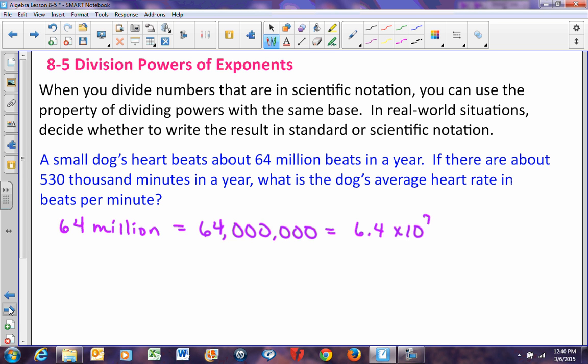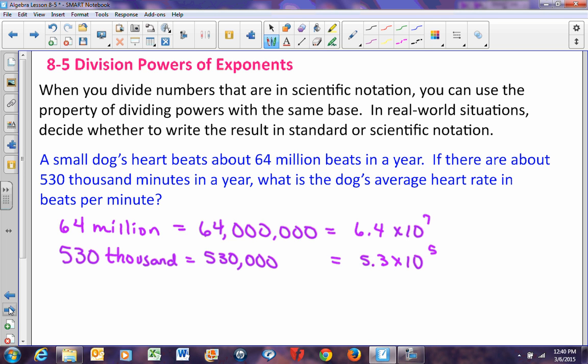And it says if there are about 530,000 minutes in a year, let's change that to scientific notation. 530,000 converts to 5.3 times 10 to the 5th power.